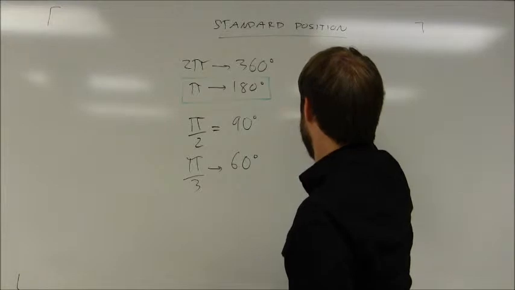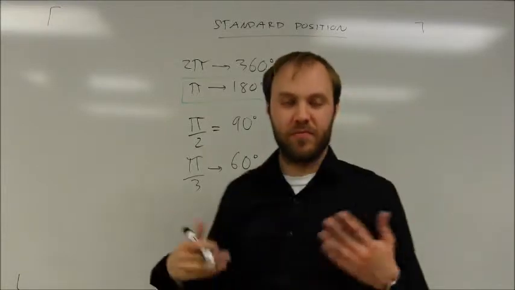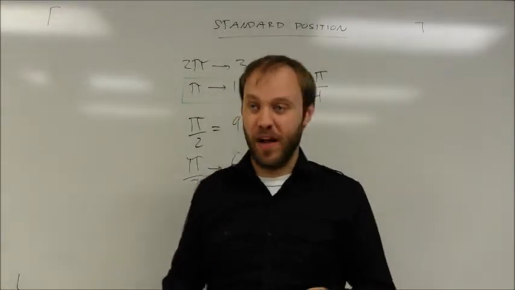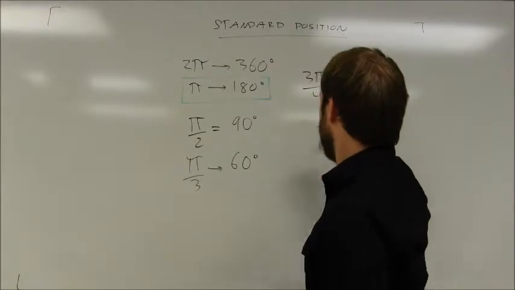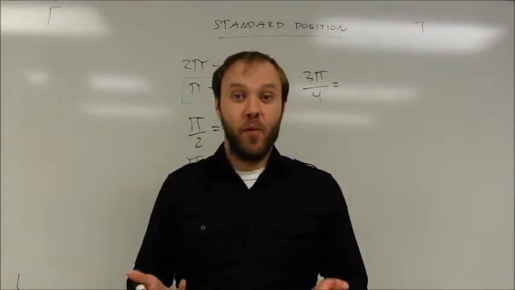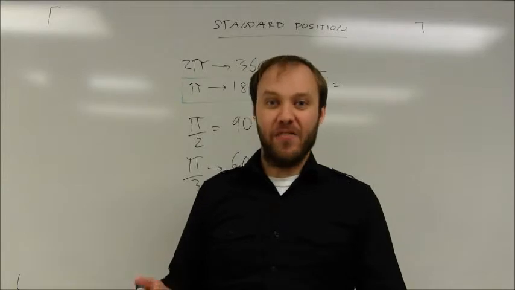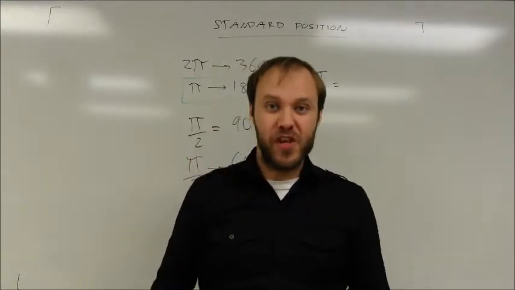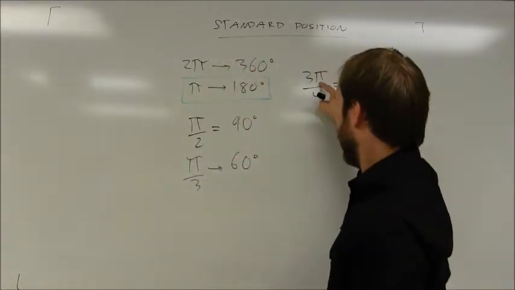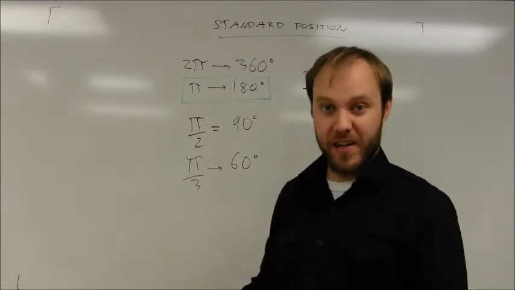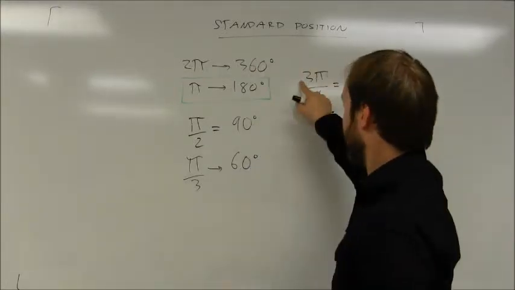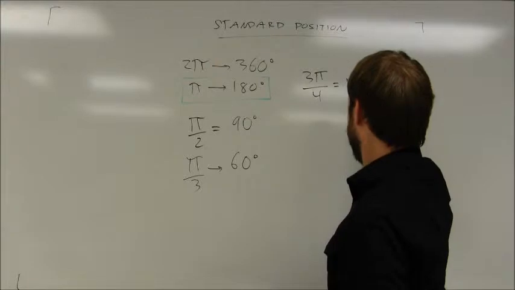So for example, if I have 3 pi over 4, or you could write that as 3/4 pi radians as well, 180 divided by 4 makes a little bit more sense if you divide first, then multiply. You'll keep your numbers smaller. But 180 divided by 4 is 45 degrees. 3 times 45 degrees is 135 degrees.